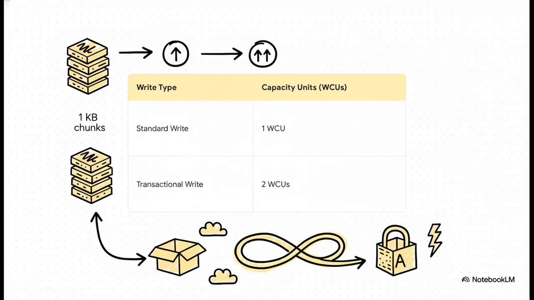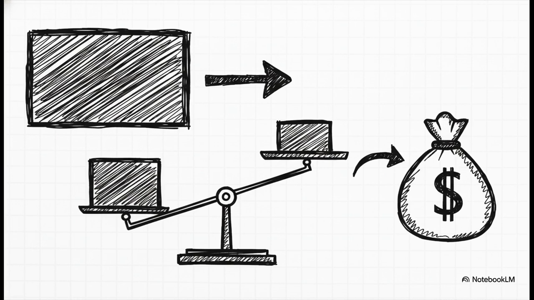The pricing for writes is pretty straightforward. A standard write operation costs 1 WCU for every 1 KB chunk of your item. And a transactional write, again for that all-or-nothing safety net, is going to cost you 2 WCUs per 1 KB. Simple as that.